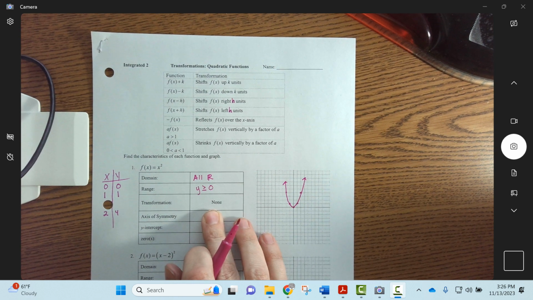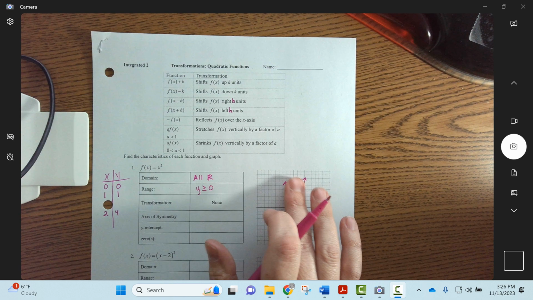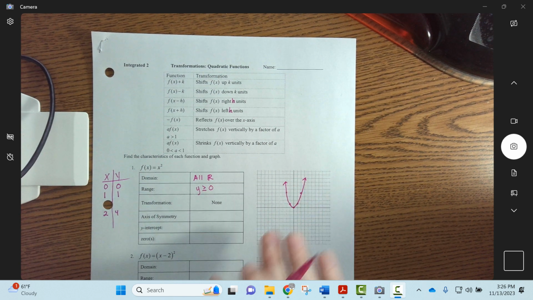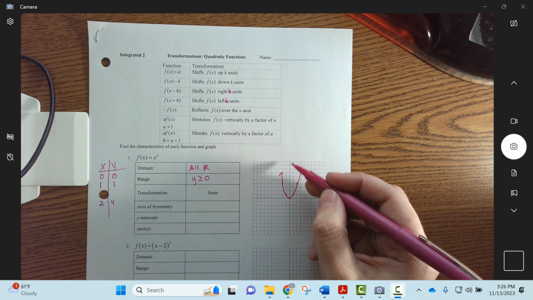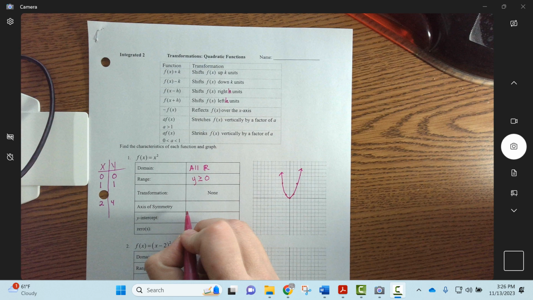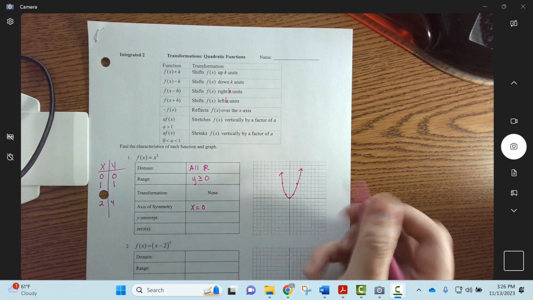This one doesn't have a transformation because it's called the parent function. So we're going to take this parabola, this bowl-looking thing, and move it around and stretch it and shrink it to find the other graphs. The axis of symmetry, again, is the line that cuts it right in half. So that's technically x equals 0.